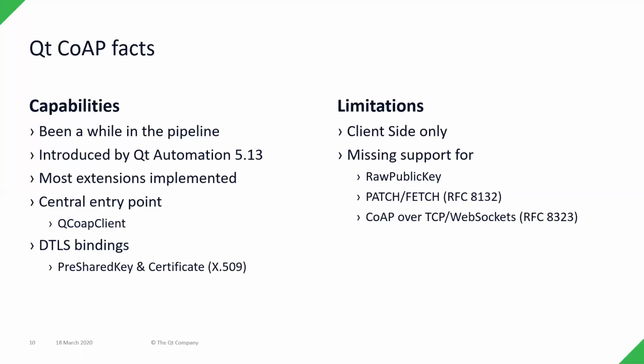And we didn't mention that so far, CoAP of course also has some security extensions that allow you to use some kind of authentication and encryption for the process. For that, there is pre-shared key and certificate support. The third security extension is raw public key, which at this point is not supported.